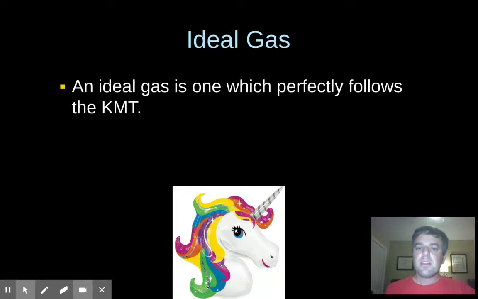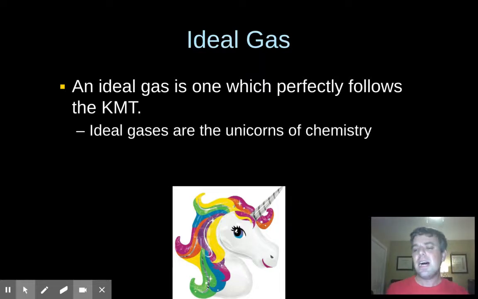Now, an ideal gas, you might be wondering why there's a unicorn here. An ideal gas is one which perfectly follows the kinetic molecular theory. And ideal gases are the unicorns of chemistry. We can describe what an ideal gas looks like. We can mathematically model the behavior of ideal gases, but there's no such thing as an ideal gas because if we go back to our assumptions of the kinetic molecular theory, we assume the actual volume of the molecules is 0. Now, gas molecules are really small, but they ain't that small. They actually do occupy space.